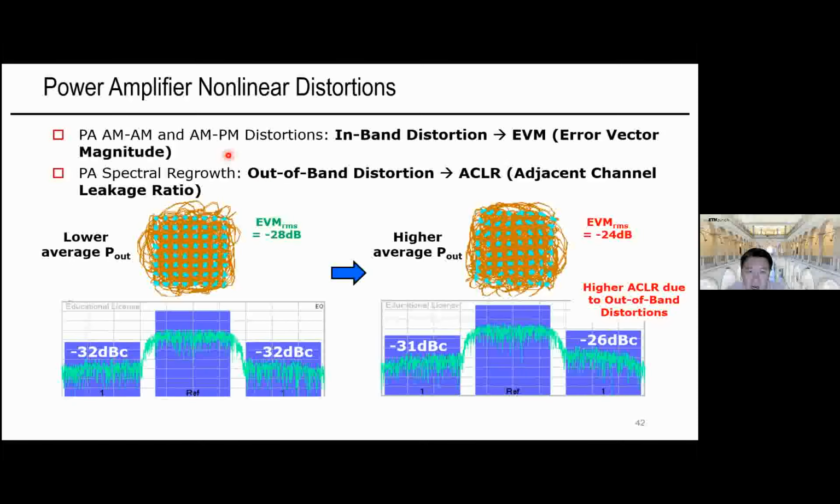And there's also another term called out-of-band nonlinearity or out-of-band distortion. This essentially refers to the spectral regrowth, resulting in adjacent channel leakage ratio, ACLR, degradations. So the left figure shows the measured millimeter-wave PA output at lower average output power with less nonlinearity versus higher output power with higher nonlinearity, both for the same PA. We can see that the tolerance on the in-band and out-of-band distortion, based on the particular applications, will eventually set the maximum modulated power a PA can deliver in practice.